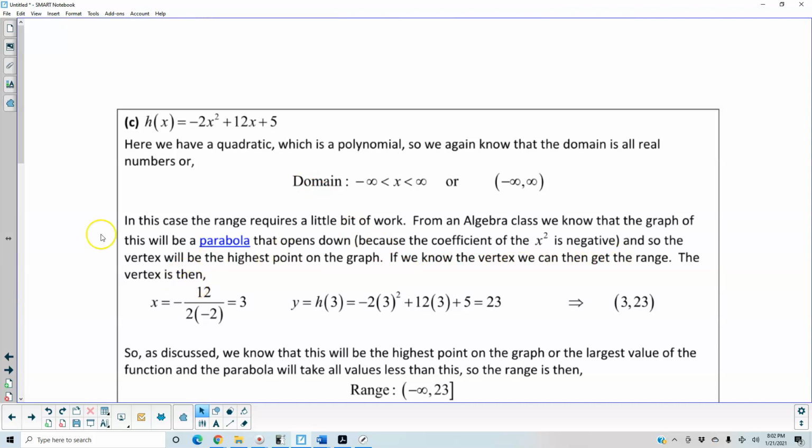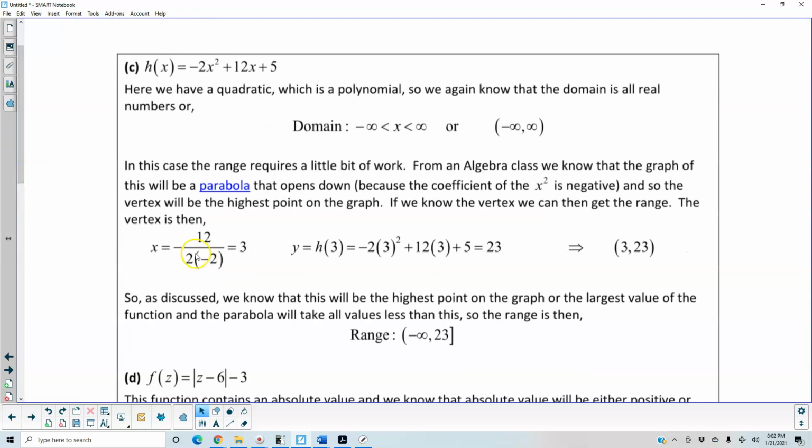The vertex is then x, which is equal to negative 12 in the numerator over 2 times negative 2, which is equal to 3. So we know the value for x is going to be 3, and then we're going to plug 3 in for the value of x to find out what that y is. So we're going to get negative 2 times 3 squared plus 12 times 3 plus 5, which is equal to 23. So the ordered pair is 3, 23.